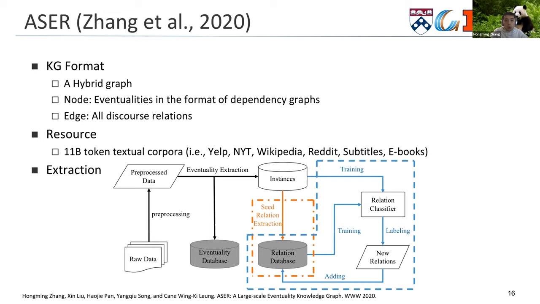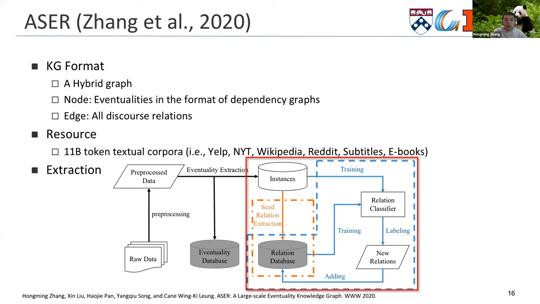So here is the overall extraction pipeline. After collecting the raw corpus, ASER first pre-processed the text with a dependency parser, and then performed the eventuality extraction algorithm with a Python-based matching algorithm. And after that, ASER will extract discourse relations from those candidate instances with the help of an explicit discourse parser. Considering that, compared with the eventualities, the discourse relations are much more sparse, they also introduce an additional bootstrapping framework to improve the overall density.